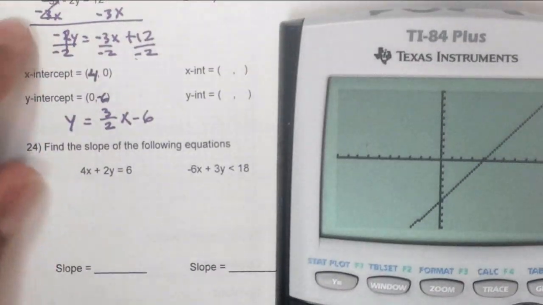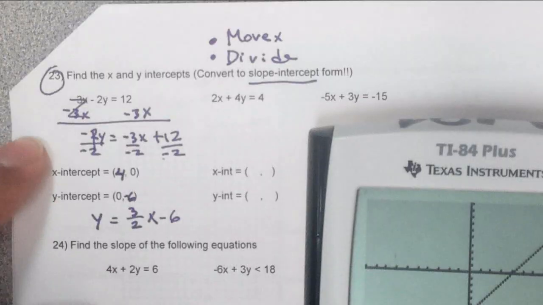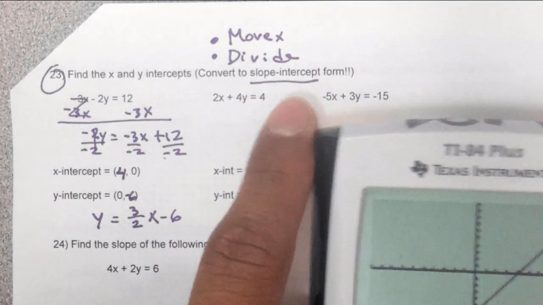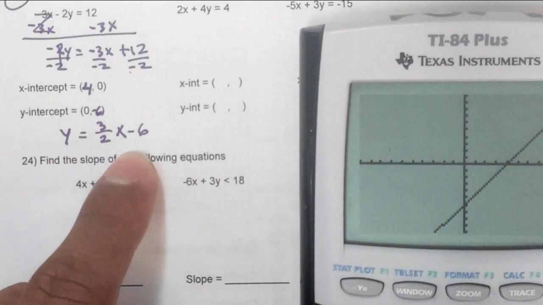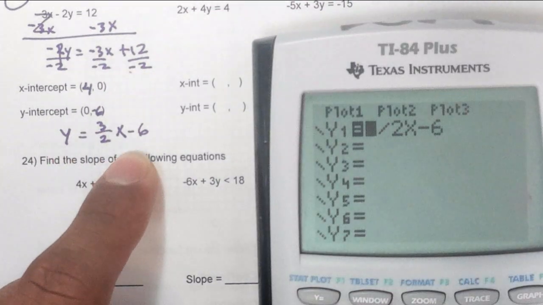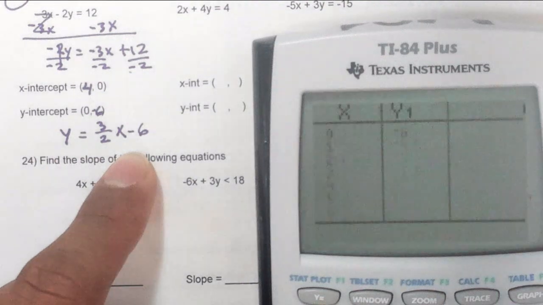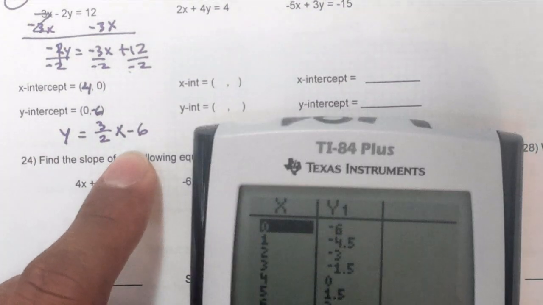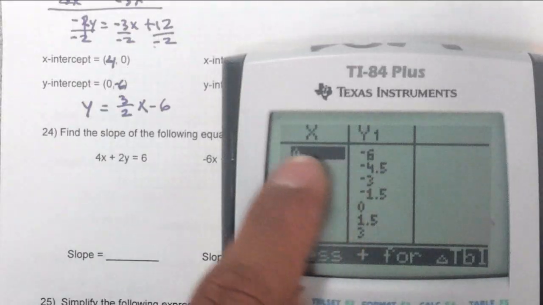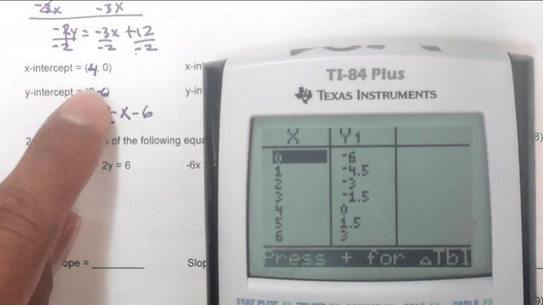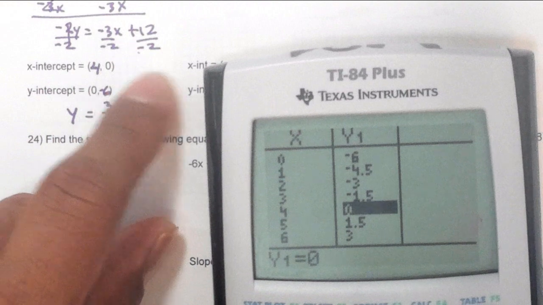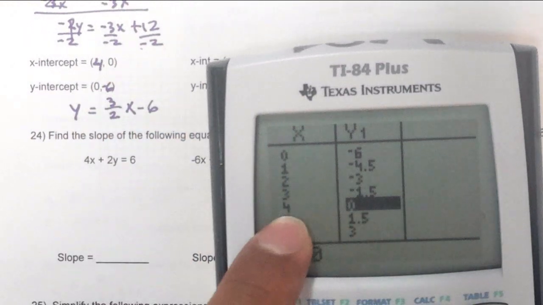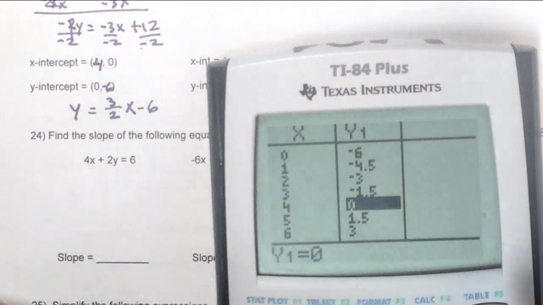And this is all you do for 23. So you have to do 1 and 2 more. Same steps. Slope intercept form, the rest is calculator. Okay, you can also find the y-intercept by looking at 0 on x. 0 is negative 6, so that's the same thing. And you can find the x-intercept by looking at 0 on y, which is 4. Okay, that's another strategy too.